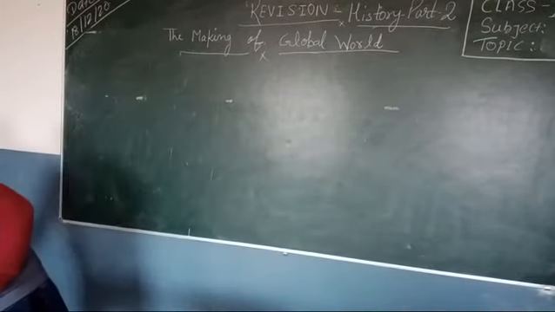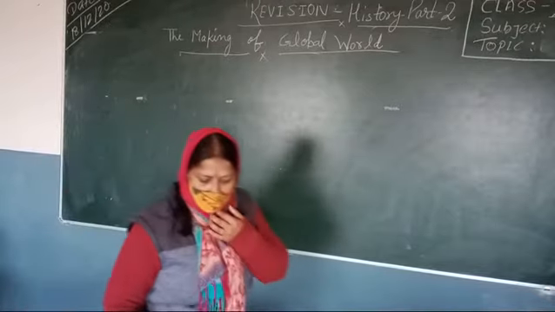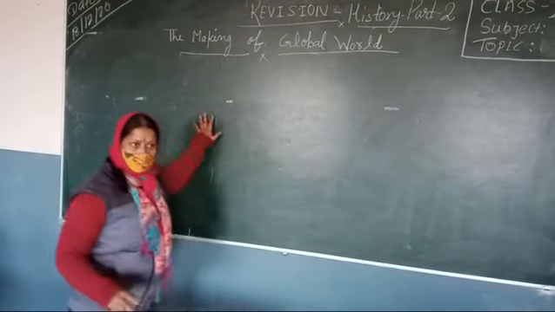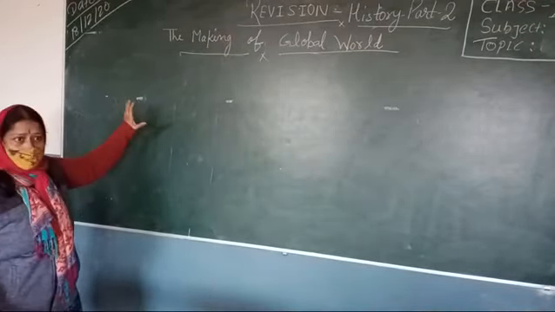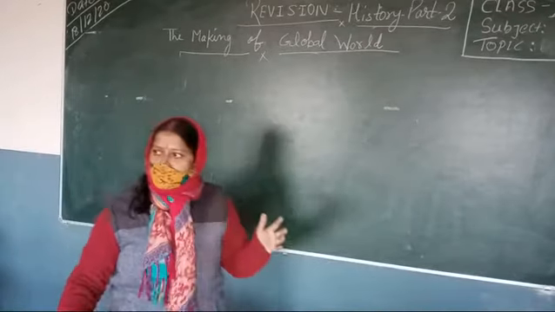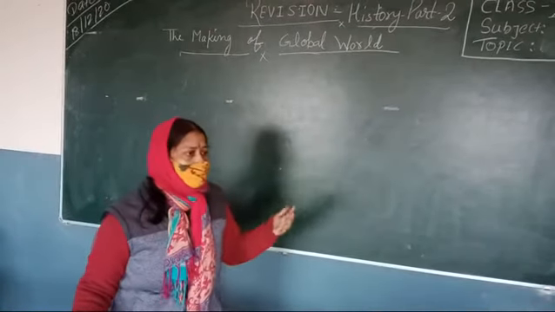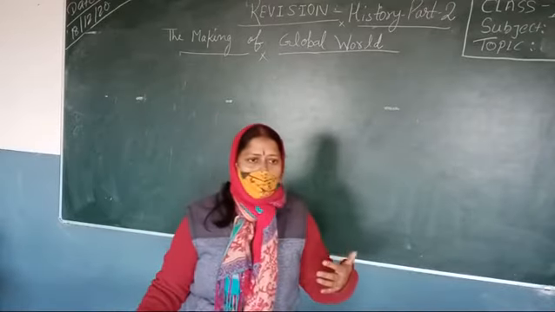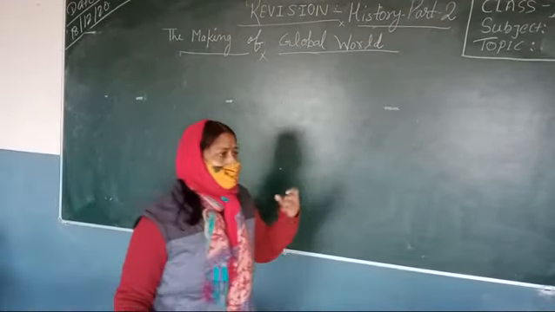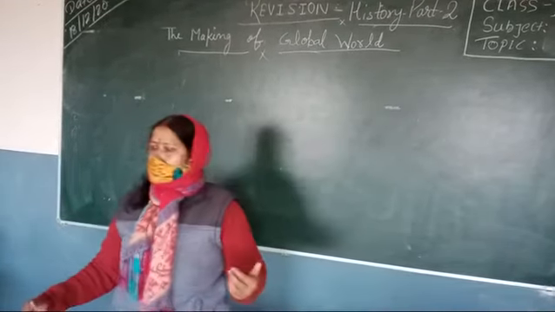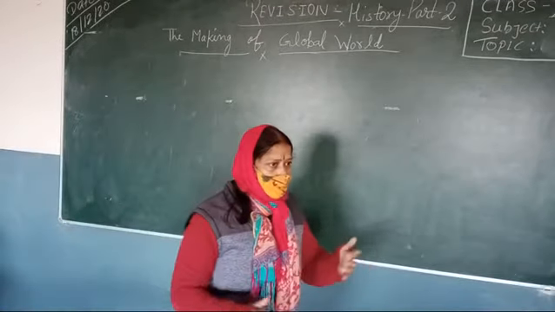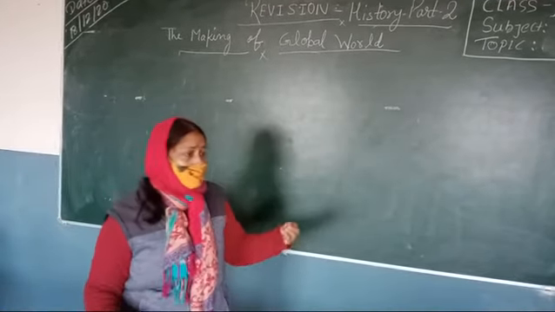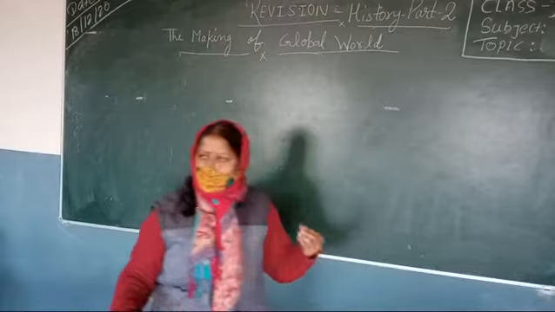So we are going to continue our revision from the chapter The Making of Global World, and it is part 2 for your revision purpose. Yesterday we continued so many step-by-step headings, how the Silk Routes became a great resource for trading purposes around the world. Then we discussed the role of technology. So many things we have discussed.